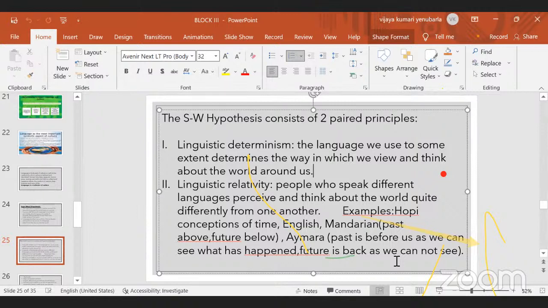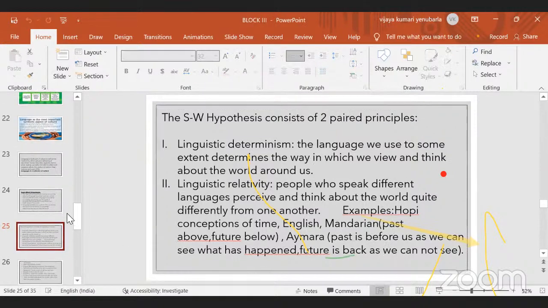For example, if I say I will see, that means I am going to see. You're talking about future. I didn't see. You're talking about past. But these people, whenever they are imagining, they consider that they can see past because it has already happened, and future is unknown for them. So they put future backwards. That means based on this idea, the structure, sentence, vocabulary, everything changes. So these are the differences.